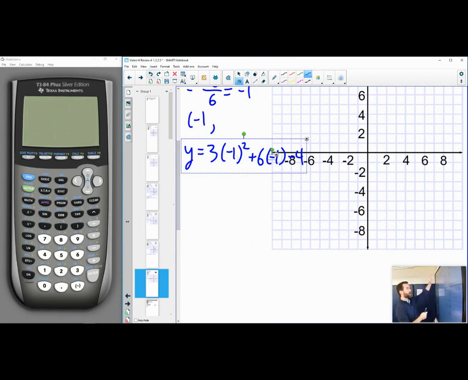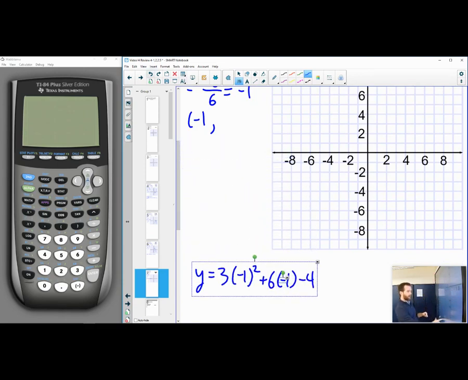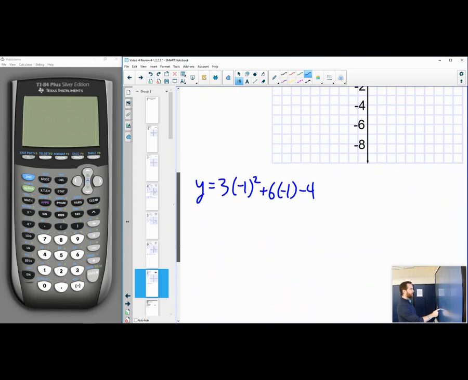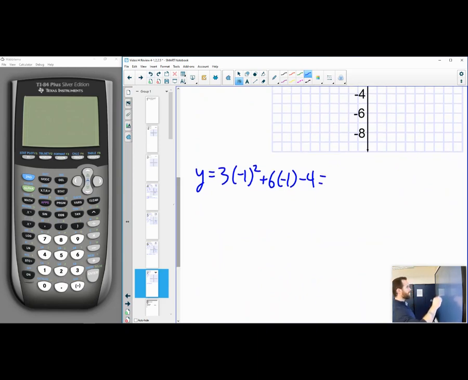That is not what I wanted to happen. That's what I wanted to happen. There we go. And we just simplify. So let's see. 3 times negative 1 squared: well, negative 1 squared is just 1, so that's 3 times 1, minus 6 minus 4, just multiplying 6 times negative 1 to get negative 6. And we know 3 times 1 is just 3. I guess I can skip that step.